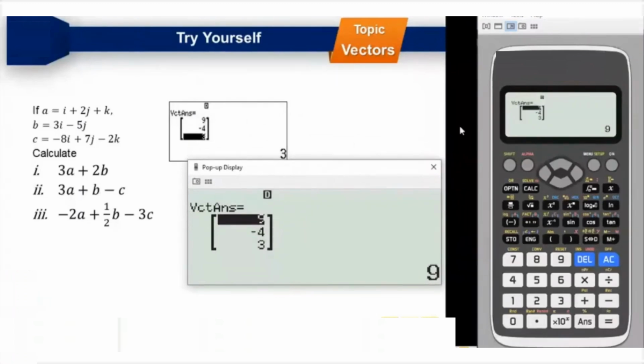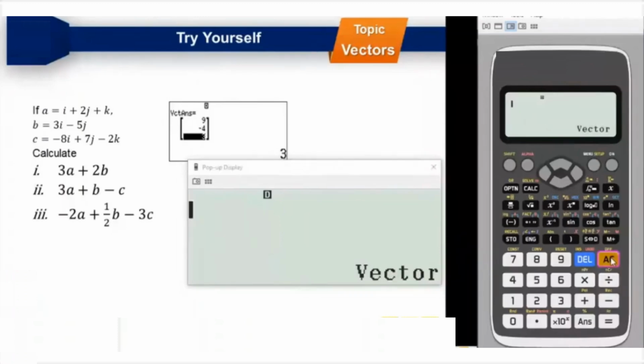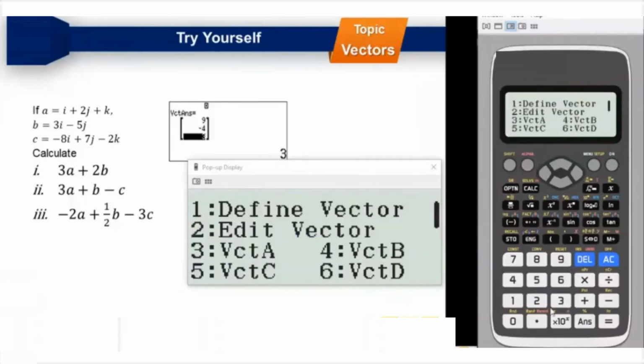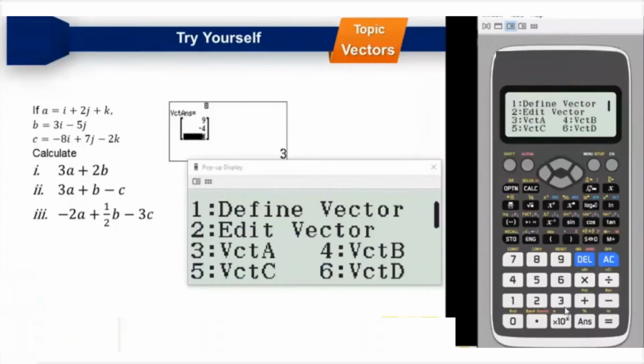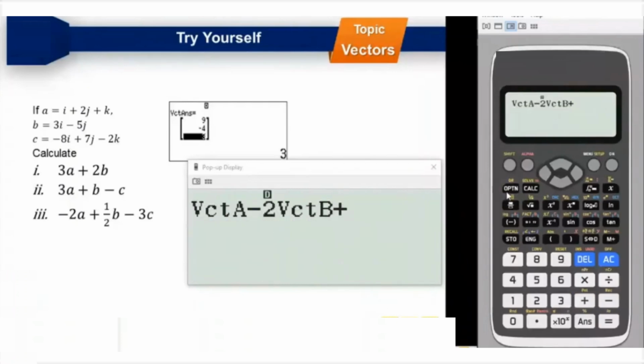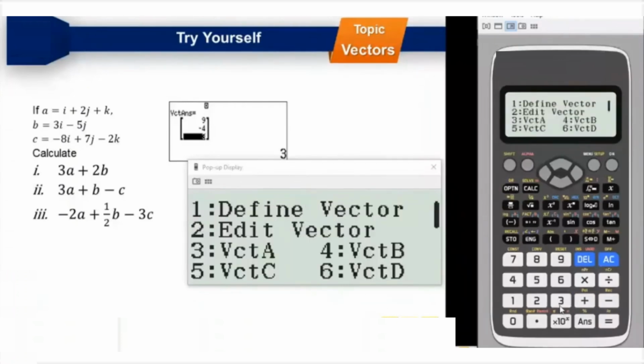Let's say if it would have been A minus 2B plus C. So A minus 2 option 4 plus C, option 3, option 5.